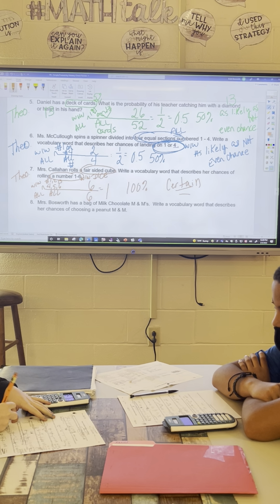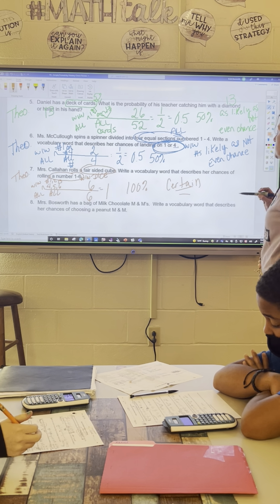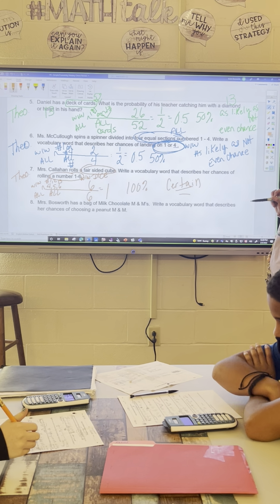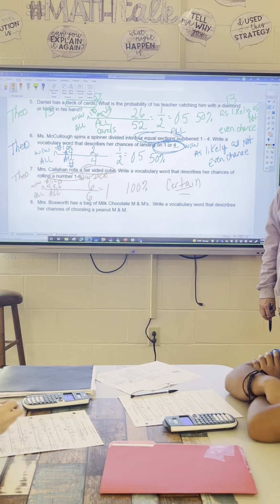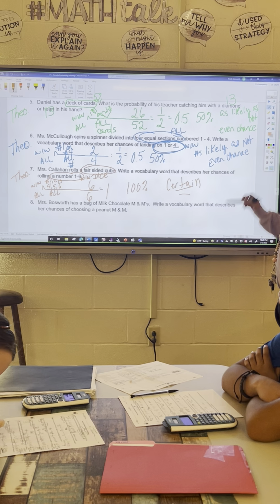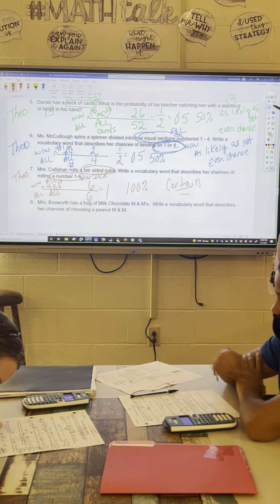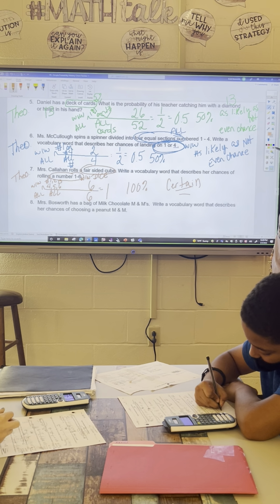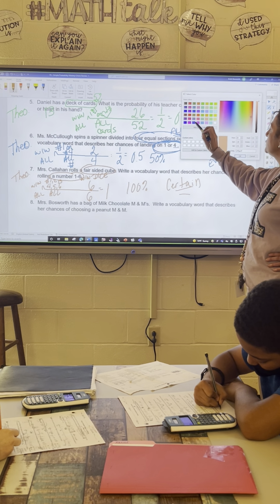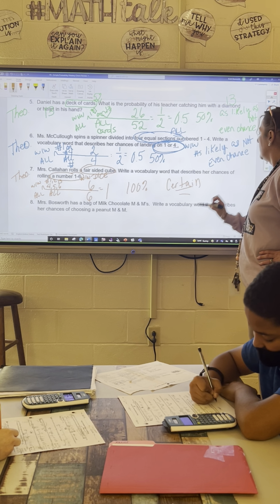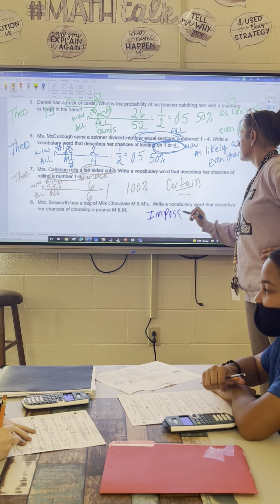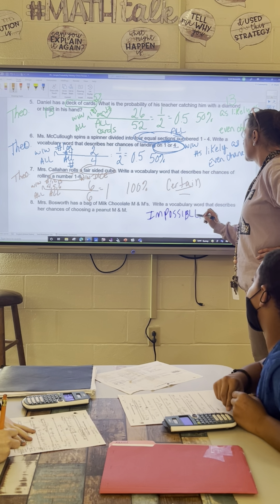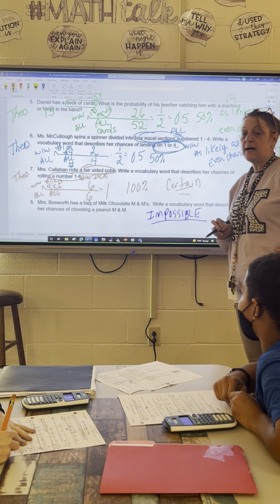All right. Miss Bosworth has a bag of milk chocolate M&Ms. Write a vocabulary word that describes her chances of choosing a peanut M&M. Impossible. Can I get a peanut M&M from a bag of regular old milk chocolate M&Ms? At least the manufacturers are like that, by spec. Impossible.